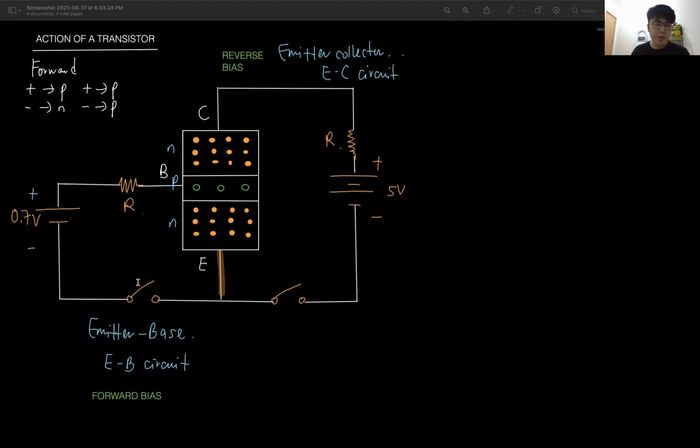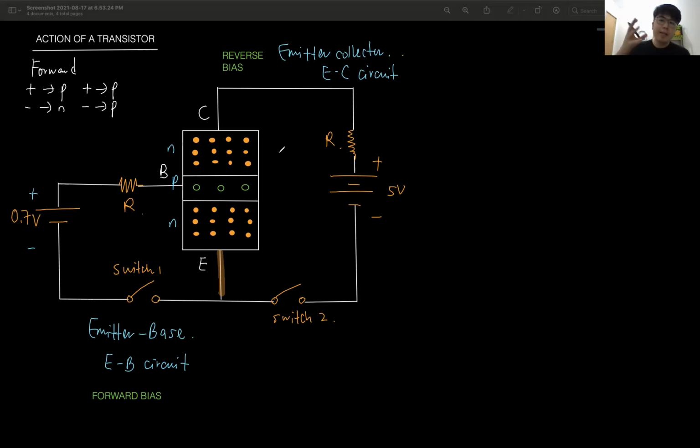Let's say I switch off this switch. Here I call this switch 1, and here's switch 2. Let's say I open the switch, meaning that no current is flowing. Open switch 1. So no current is flowing in the emitter base. Can the current flow in the emitter collector circuit? This circuit. Because it is reverse bias, no current can flow.